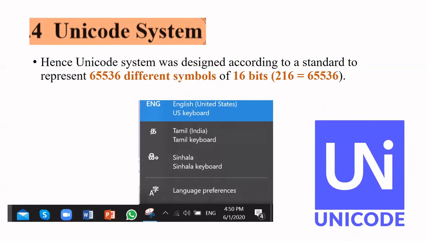We call that Unicode. That is very important, right? So this is very important. This is universal code. You know, 2 to the power 16 means 65,536 characters you can represent. Right? There are 65,536 codes.